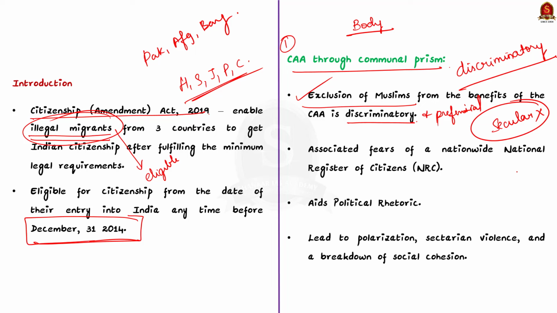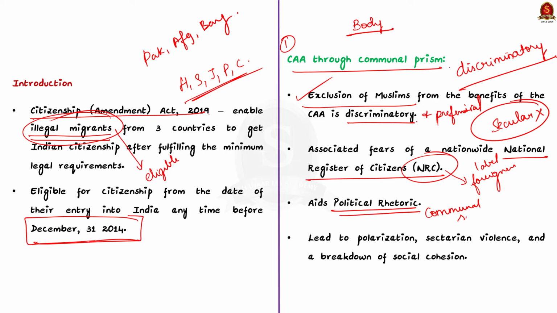Secondly, the associated fears of a nationwide National Register of Citizens, that is NRC. See, NRC is a government registry that documents Indian citizens and distinguishes them from illegal migrants. While CAA provides a path to citizenship for certain religious minorities, it excludes Muslims. On the other hand, Muslims who could not prove citizenship might be labeled as foreigners. Thirdly, it aids political rhetoric. See, the discourse surrounding the CAA has often been framed in communal terms by various political actors. Some parties and leaders have capitalized on communal sentiments to mobilize support for or against CAA. So this further expands the communal split within the society.